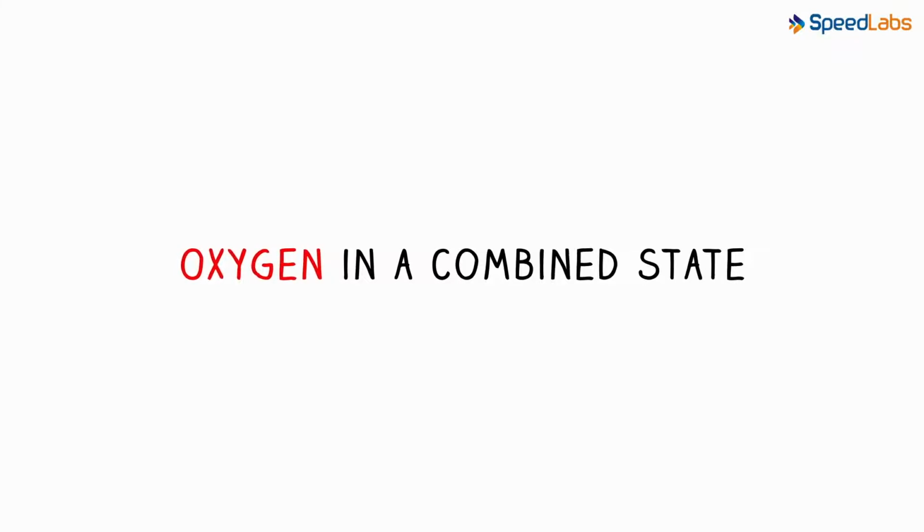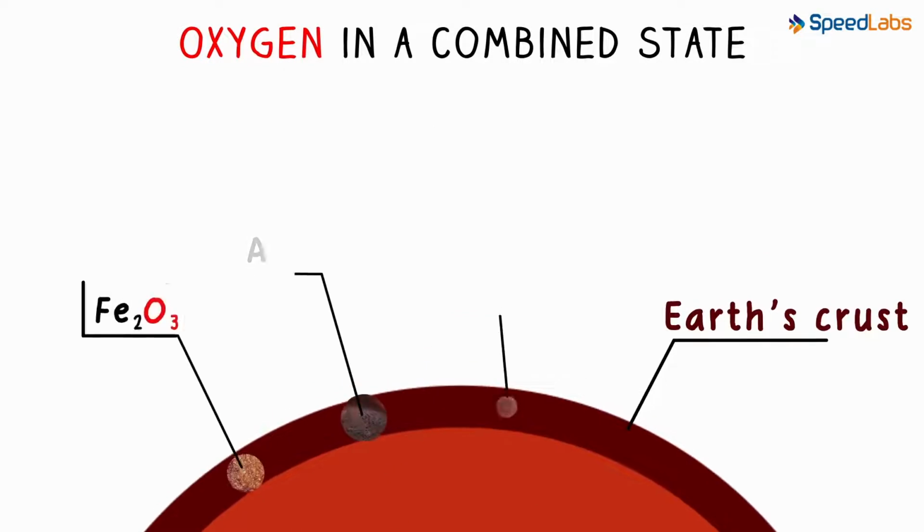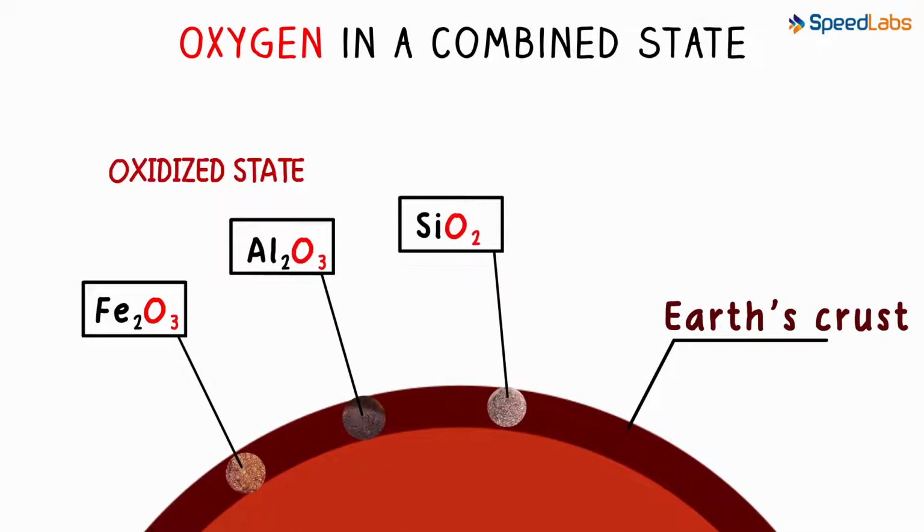We also find oxygen in a combined state with other molecules. For example, oxygen can also be found in the Earth's crust. Really? How is this possible? The crust contains various metals in their oxidized state, and thus oxygen is present in this combined form.